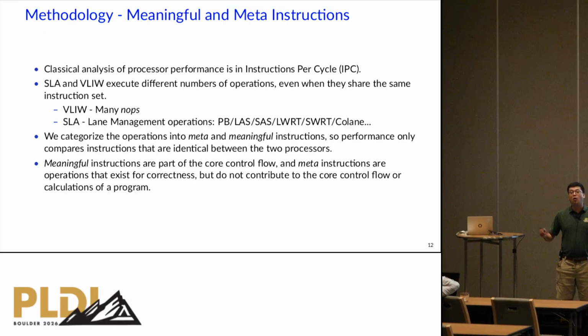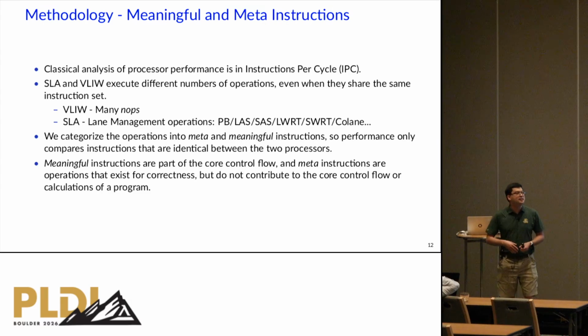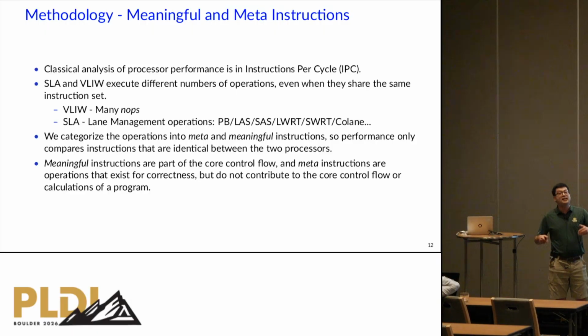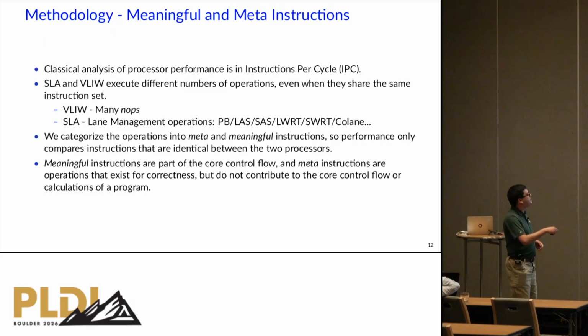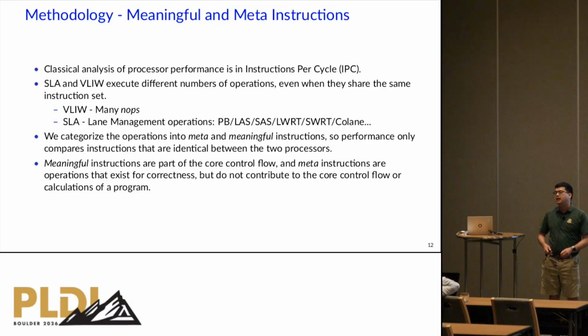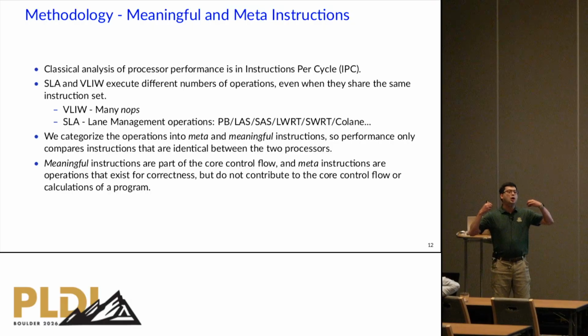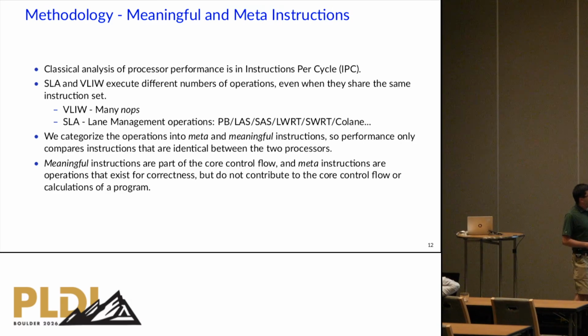Because what we find is all of the other instructions are identical. If you execute n functions, they will execute the same number of operations and the same kinds of operations, aside from the differences in these no-ops and what we call meta instructions. So whenever we are looking at statistics, we only count non-meta instructions for performance, because the meta instructions, which are these no-ops and administrative functions, don't really contribute to the core semantics of the program. They're just there for correctness. So these meaningful instructions are part of the core control flow.